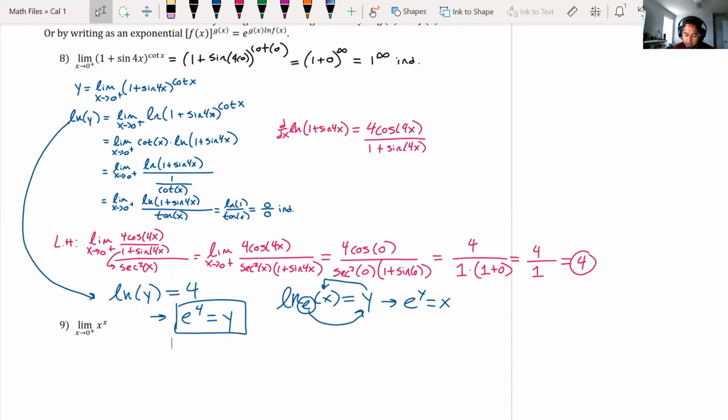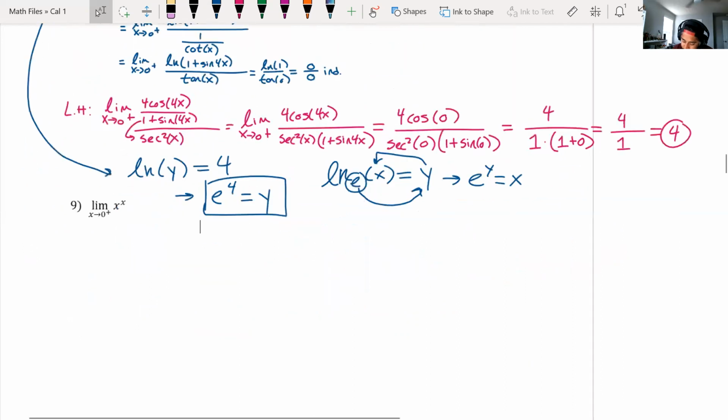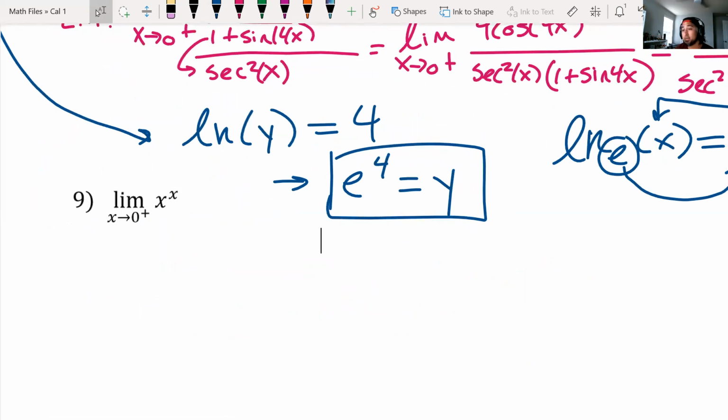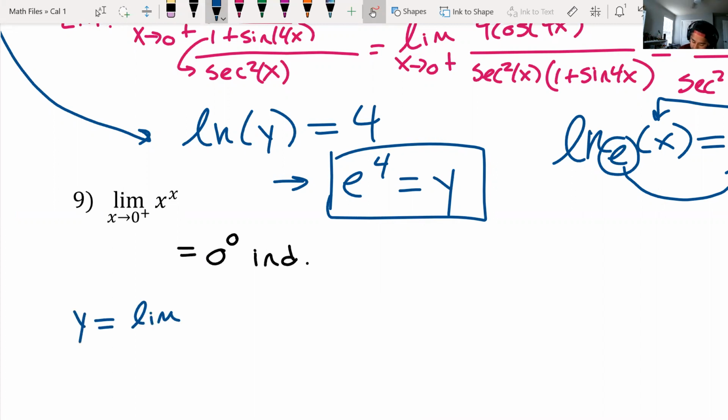All right, number 9, same thing. Let's try it. All right. Number 9, the limit as x approaches 0 from the right of x to the x. Again, plug in that 0 and you'd get 0 to the 0th power, which is indeterminate. So we're going to say again, y equals the limit as x approaches 0 from the right of x to the x.